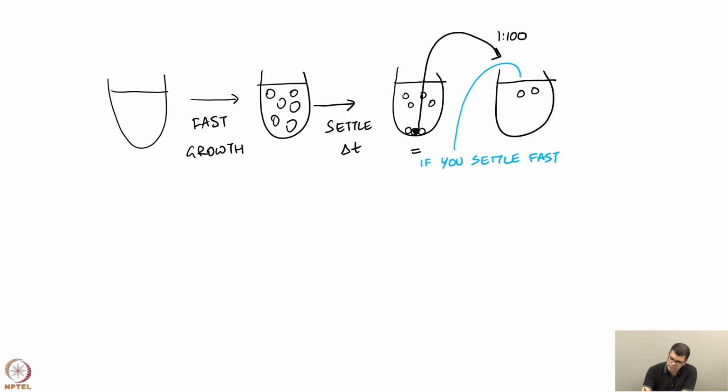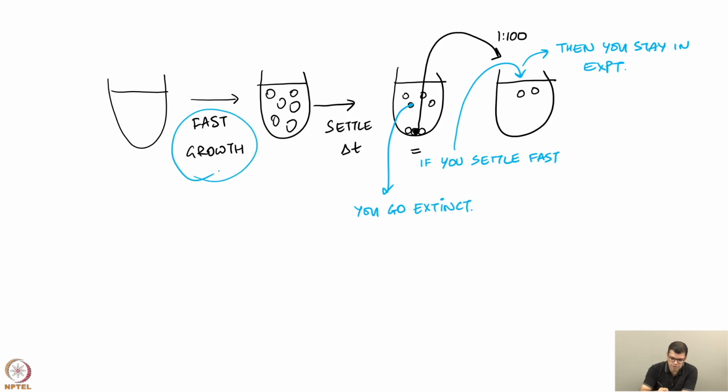then you make it to the next round, and you stay in the experiment. If you settle fast, then you stay in the experiment. If however you are not settling fast, then you go extinct. And we never see these cells again in the evolution experiment. So, the selection pressure is a combination of fast growth and settling fast.